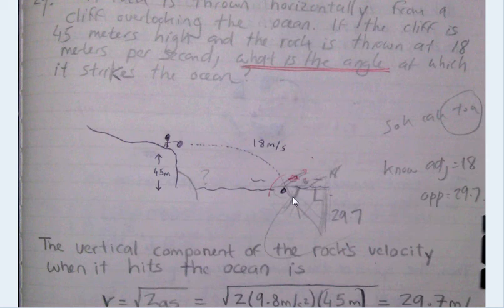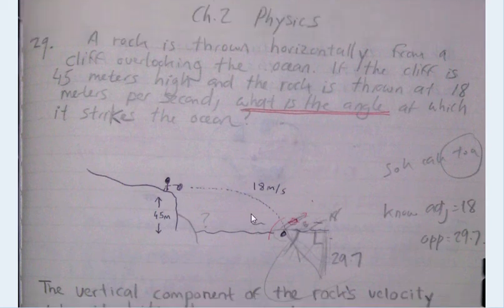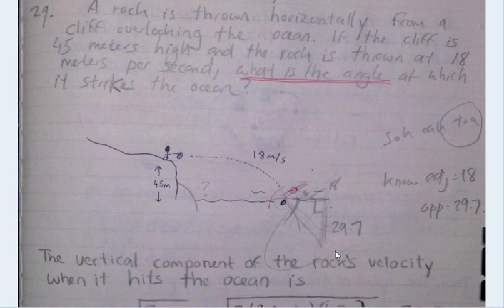So I made this little diagram, and it's 45 meters. That's the height. So I tried to make this sort of right angle and tried to imagine what angle we're looking at. And if this is the right angle triangle, I try to figure out what is my opposite, my adjacent, and my hypotenuse. So I figured out that that 18 is the adjacent side, and that the opposite side is 29.7.